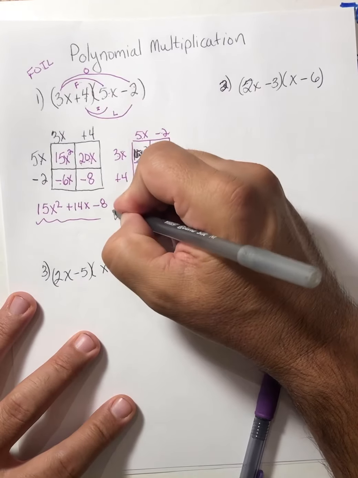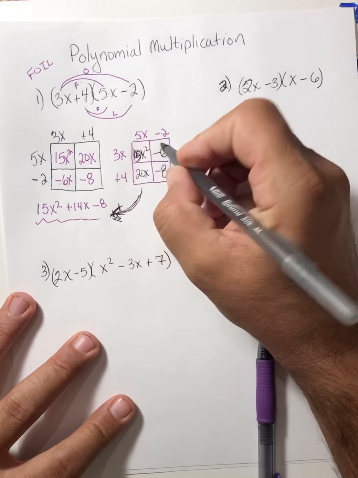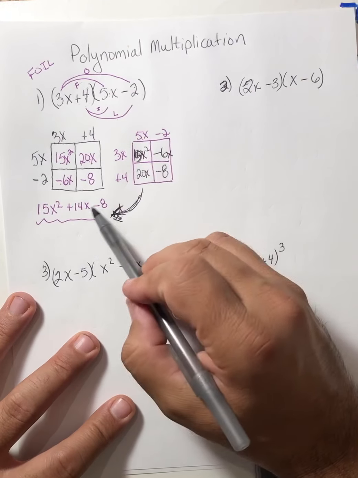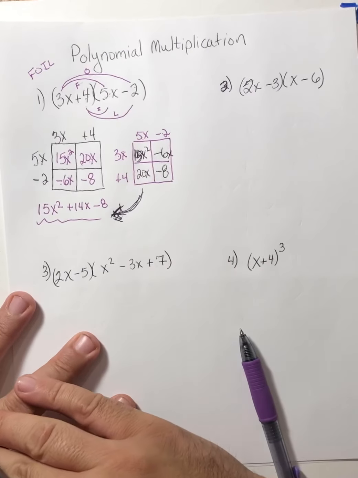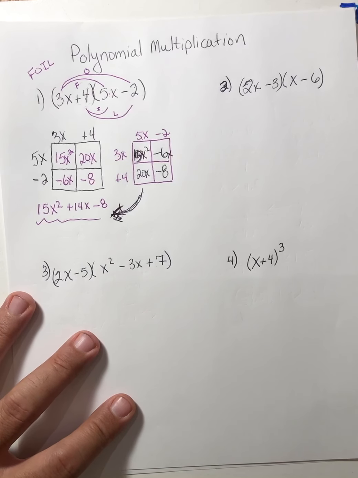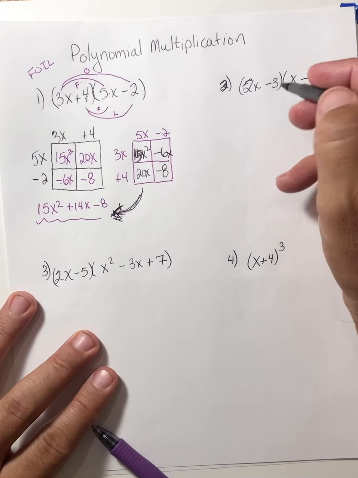We have our 15x squared. Negative 6x plus 20x gives us the 14x. So we have the exact same thing. But this is a nice, neat organizer, doing the box, doing the array. I call it the box method when we multiply. So I want to set up the other one here.